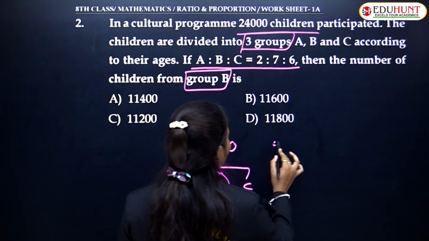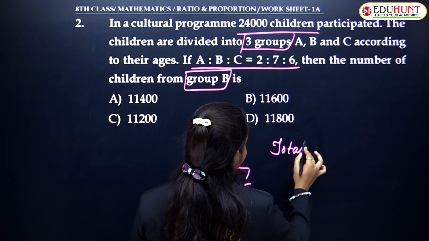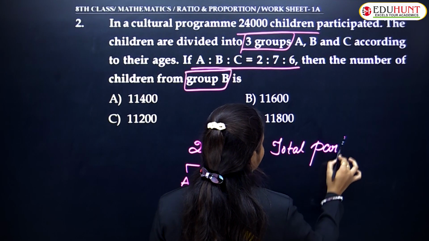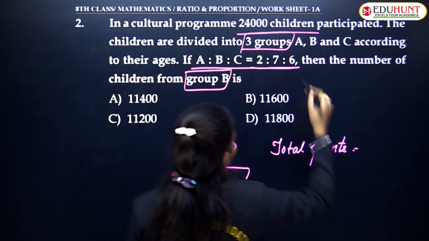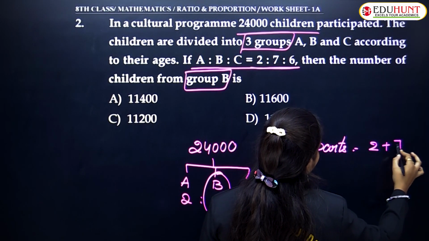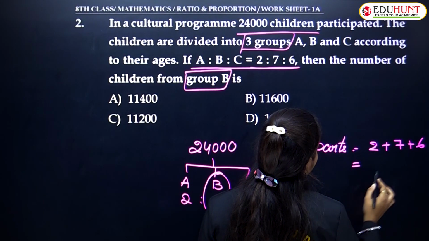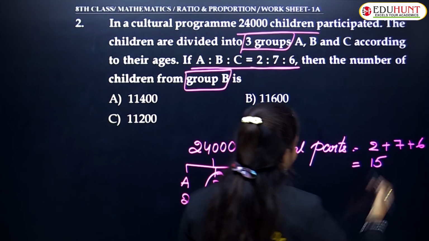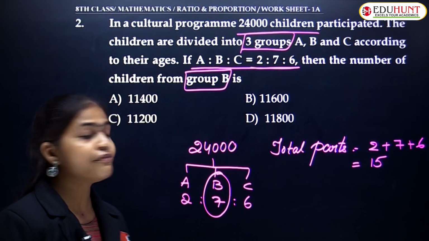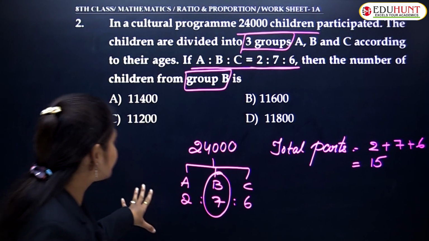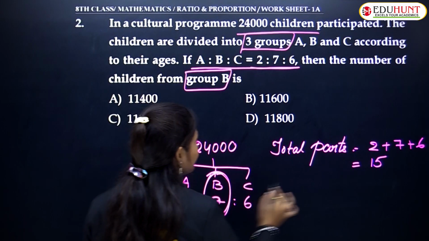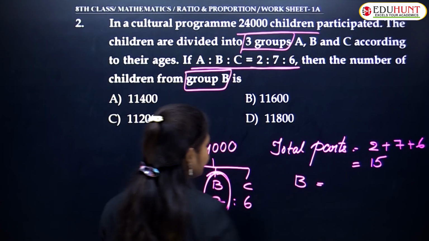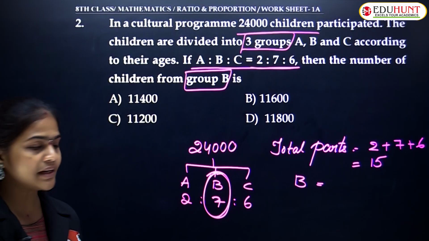So here, total how many parts are there? They gave 2 : 7 : 6. So 2 + 7 + 6: 7 plus 6 is 13, 13 plus 2 is 15. Total parts is 15. And they are asking how many people are there in group B.